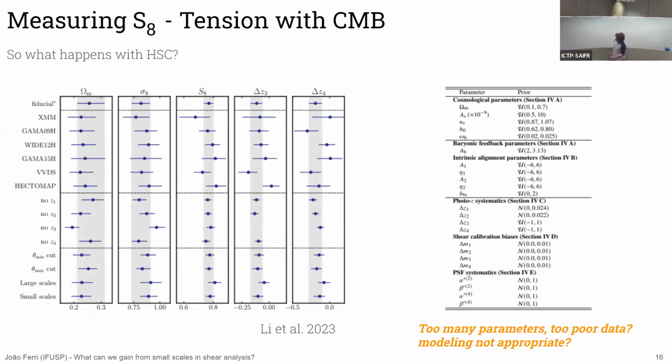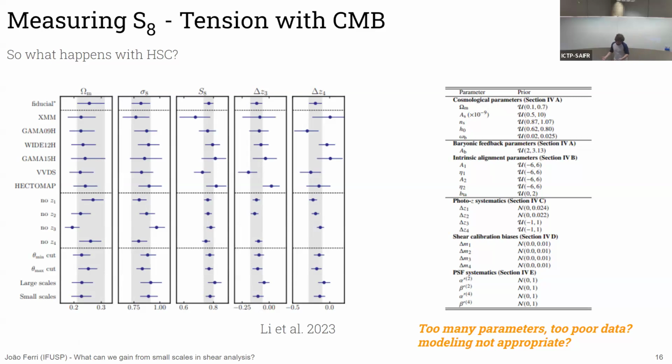I mean, people from HSC did a lot of tests to see if S8 changed from their official result, and it didn't. But there's a disclaimer here because they did not change their minimum scale cut. So they only took data from like l 2000 downwards.